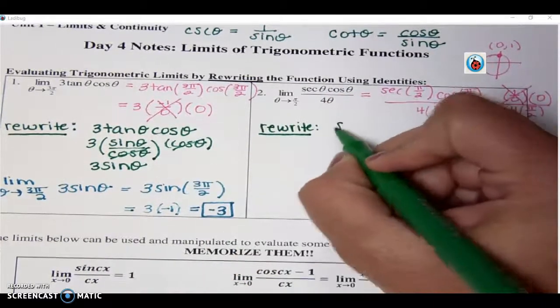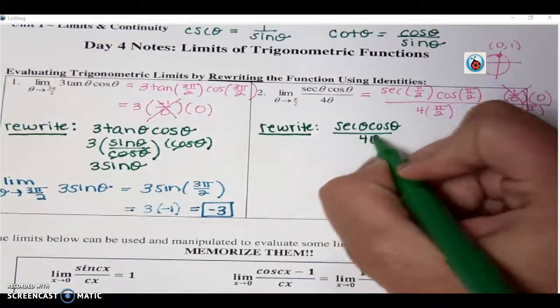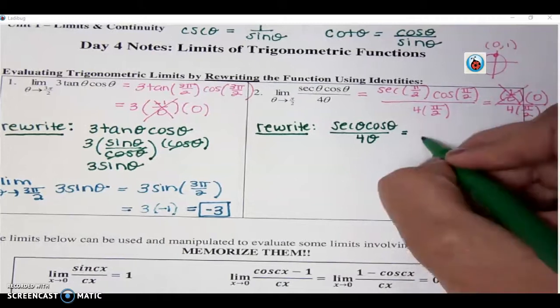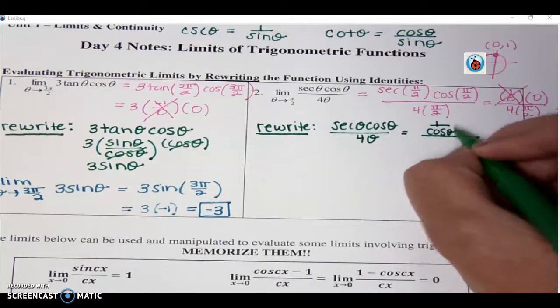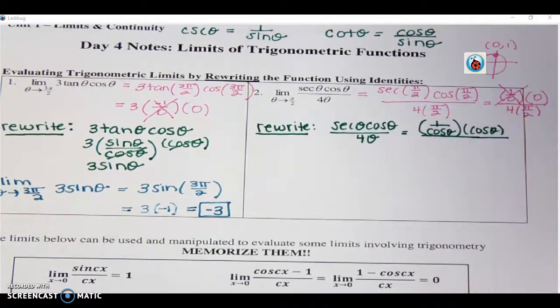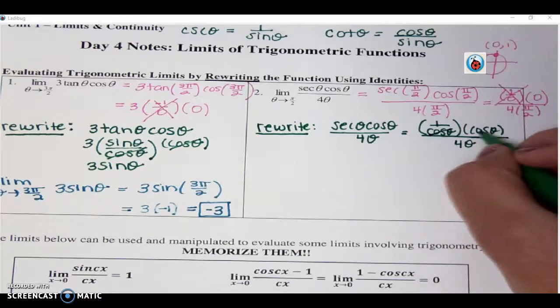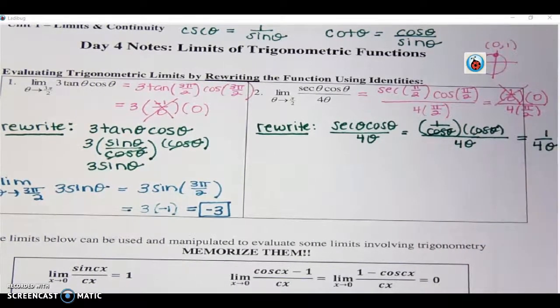Okay, so we have secant theta cosine theta over 4 theta. Well, using our trig identities, secant theta is the same thing as 1 over cosine theta. I'm going to keep cosine theta. So when you're doing trig identities, cosine and sine are normally just going to stay like they are. And then I'm going to keep the denominator. So these cosines can cancel, and we're just left with 1 over 4 times theta.